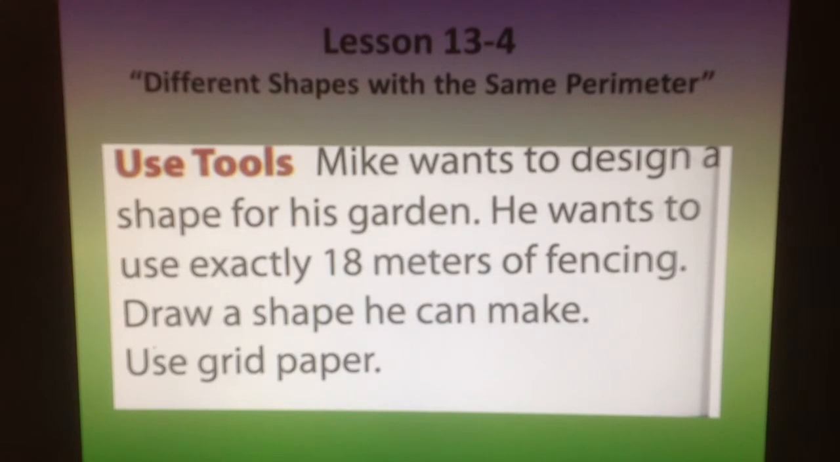How about this? Mike wants to design a shape for his garden. He wants to use exactly 18 meters of fencing. Draw a shape he can make and use grid paper. So in other words, make a shape with a perimeter of 18.